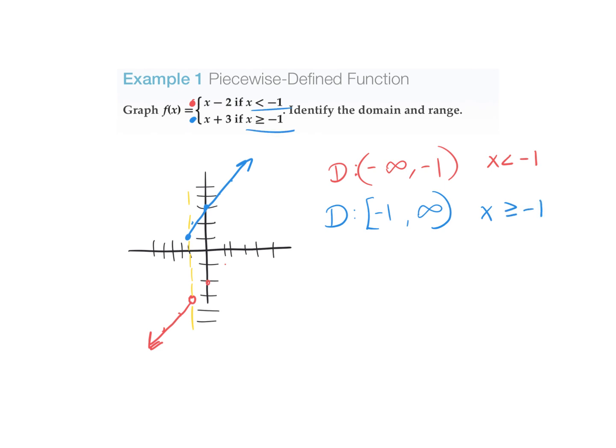Now, because that is what is written, you're not really specifying what the domain is, other than when x is greater than or when x is less than. Remember, a parenthesis is like an open circle. It means it's not included. And a bracket means that it's included.